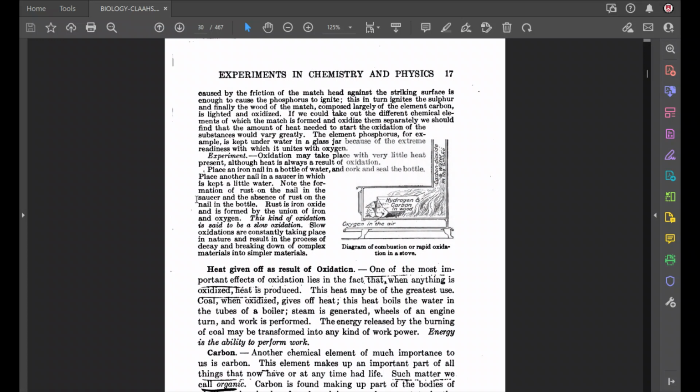This kind of oxidation is said to be slow oxidation. Slow oxidations are constantly taking place all around us in nature and result in the process of decay, breaking down of complex materials into simpler materials. So oxidation is taking place all around us.